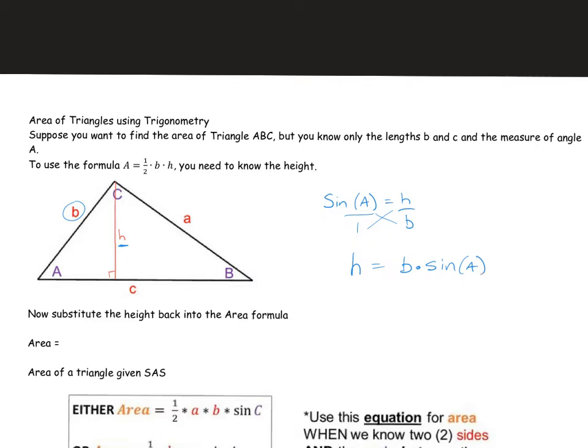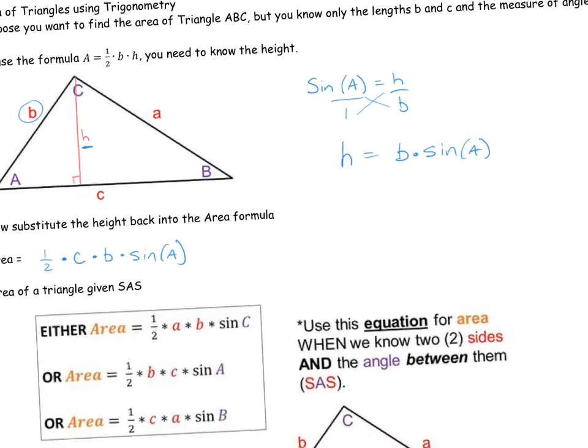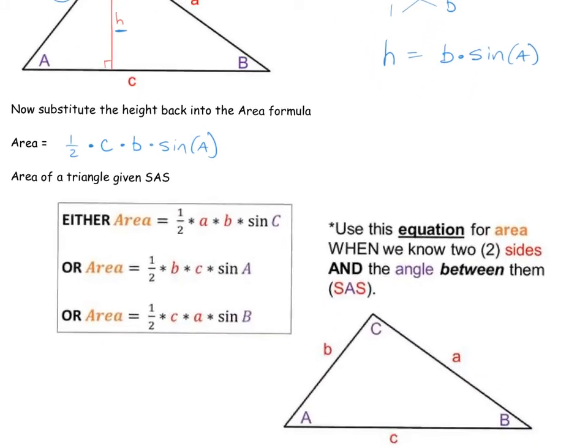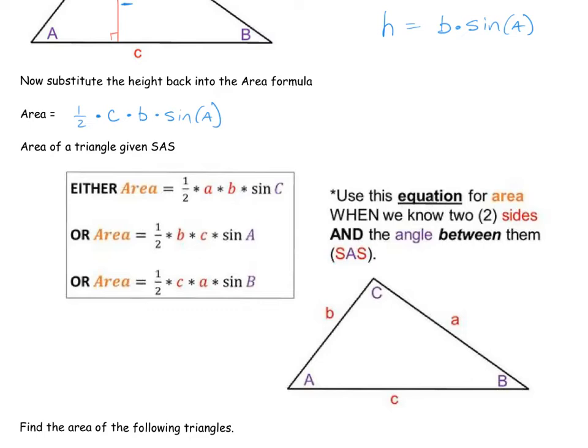If I substitute this into the area equals 1/2 base times height formula, the area is 1/2 times c times b times the sine of angle A. What we just found is the area of a triangle given side-angle-side. Depending on what you have, if you have any two sides and the included angle, then you can use this formula.